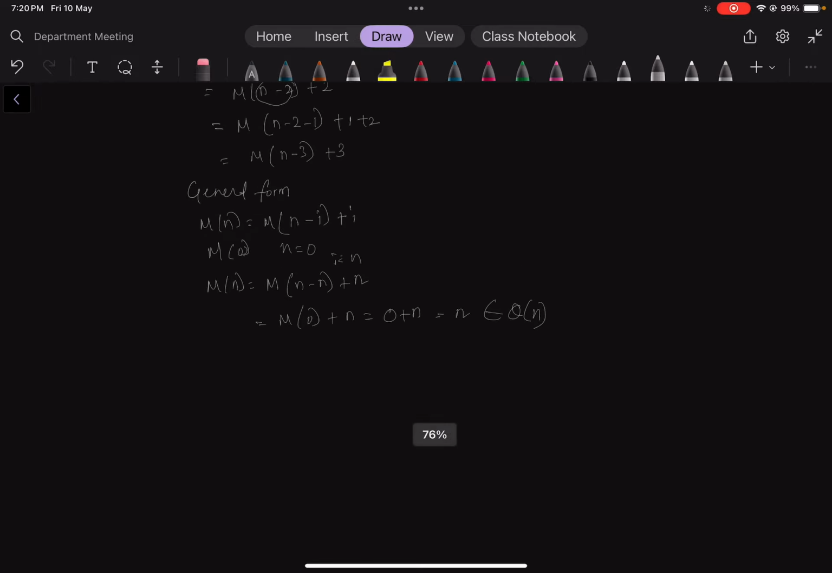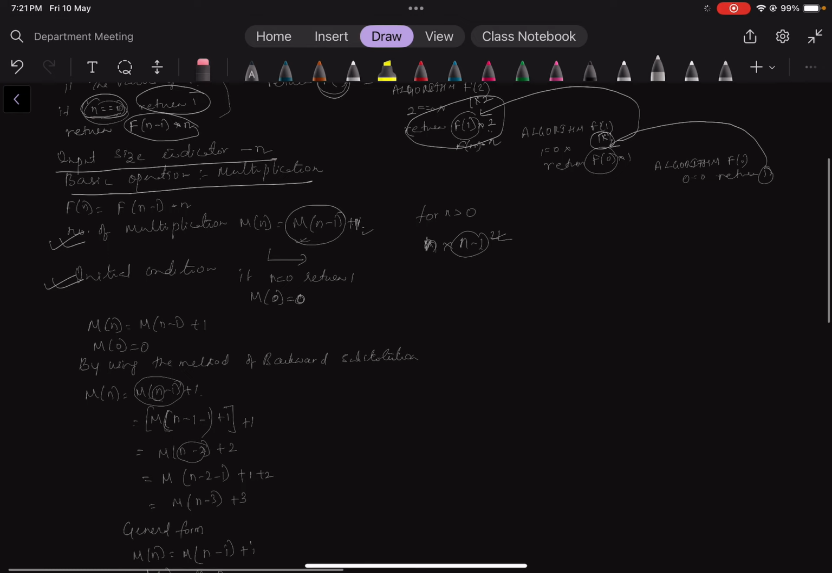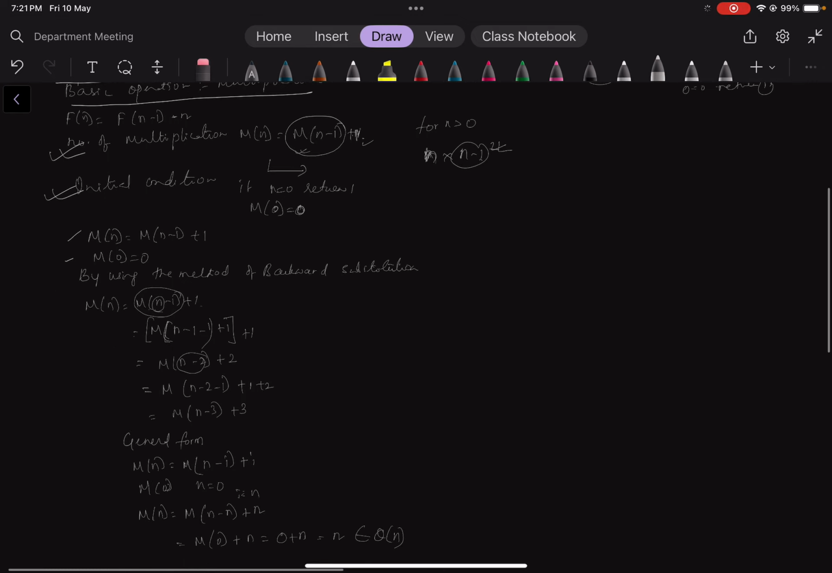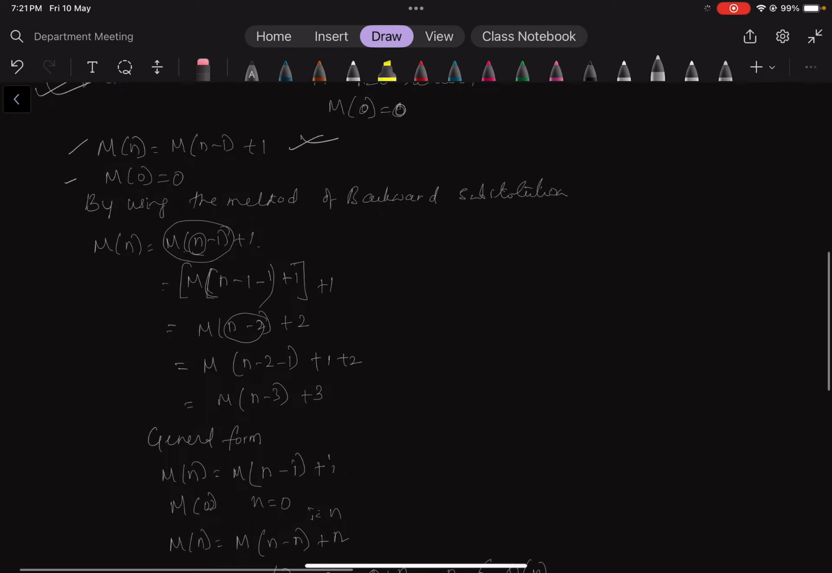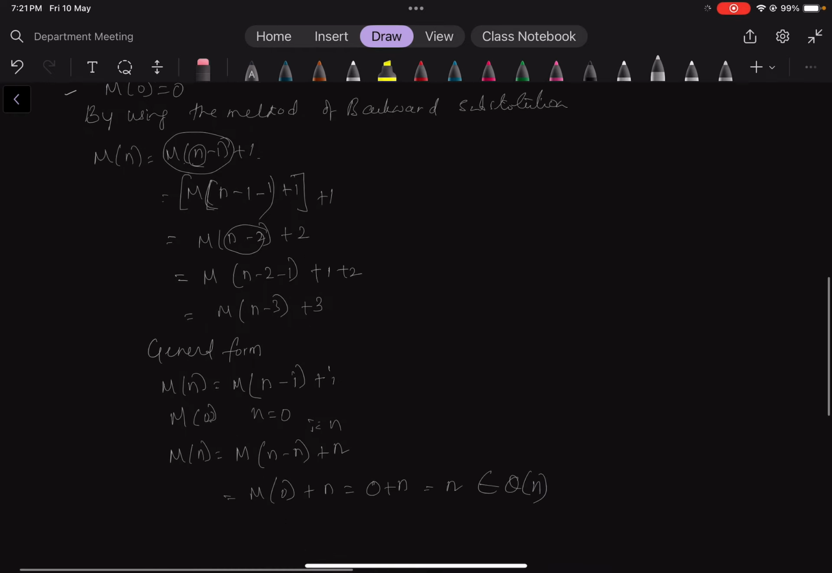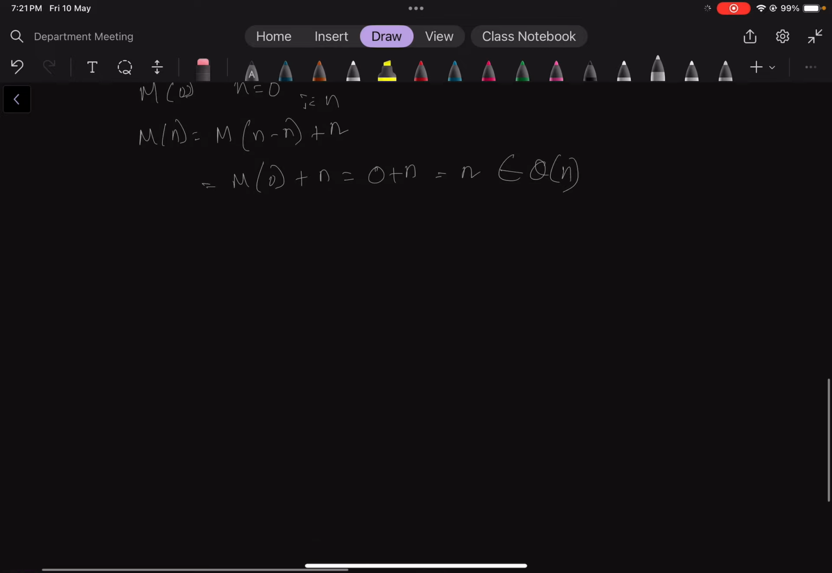So with this, what did we do? We saw the input size indicator, then the basic operation, and after that we established the recurrence relation and also the initial condition. Then by taking this recurrence relation, we tried to solve it by using the initial condition. This is by using the back substitution method, which we are already aware of.